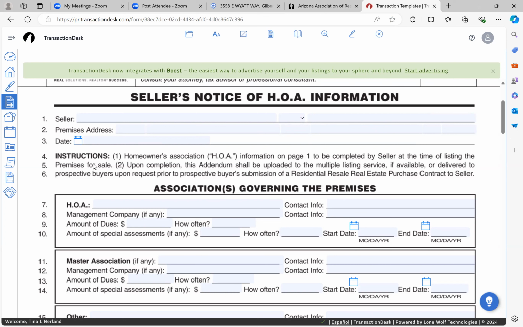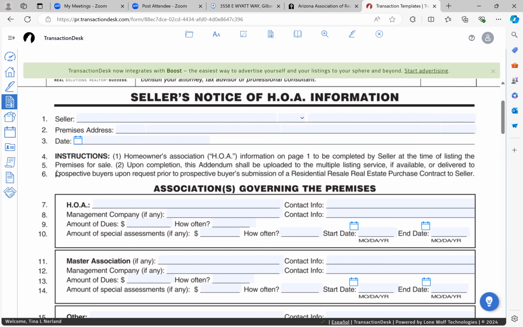Upon completion, this addendum shall be uploaded to the MLS if available or delivered to the prospective buyers upon request prior to the prospective buyer's submission of a residential resale real estate purchase contract to seller. Per the contract, you have to at least provide this, if not before they put their offer in. If you accept a contract, their offer could be contingent upon receiving the HOA addendum, because again, this is going to affect their ability or willingness to move forward with an offer or who pays for what.